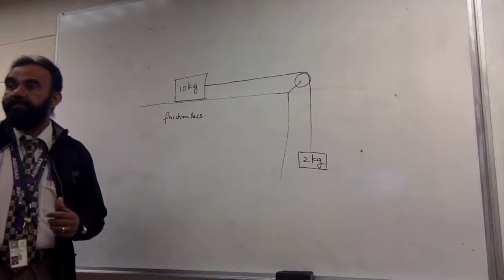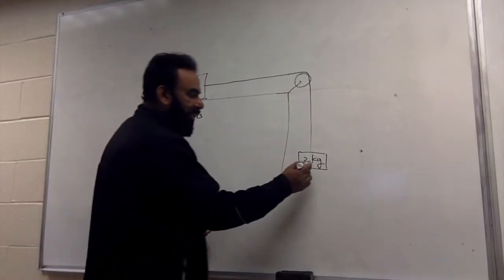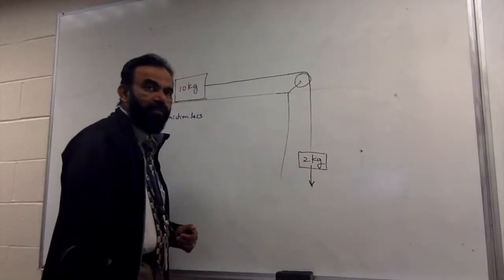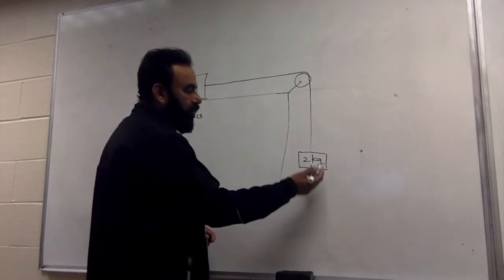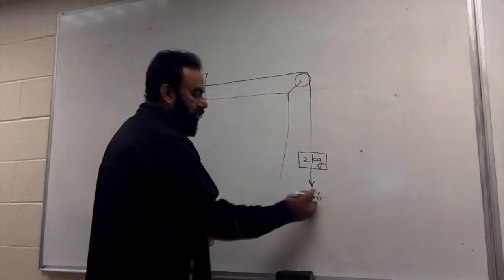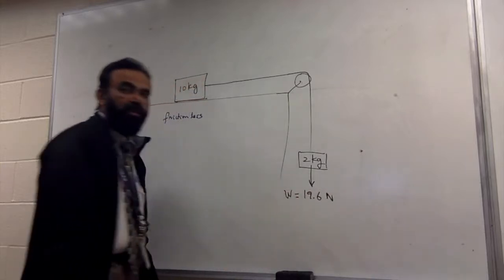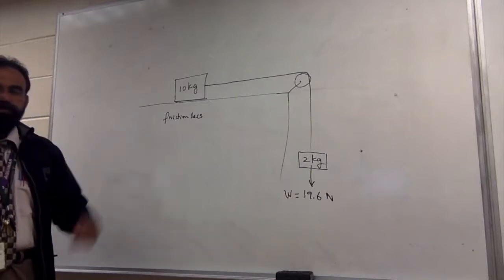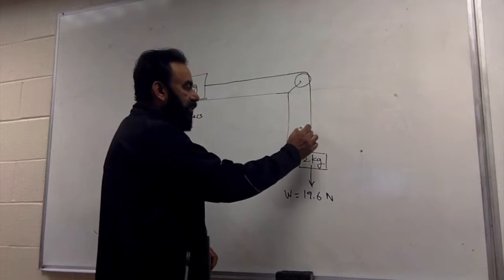What is the next one? Draw all the forces. Now, do you know the force that is acting downward here? Gravity, which is 2 times 9.8, 19.6 newtons. And that is basically the weight. 19.6 newtons downward. And what else is acting on this? Tension acting upward.